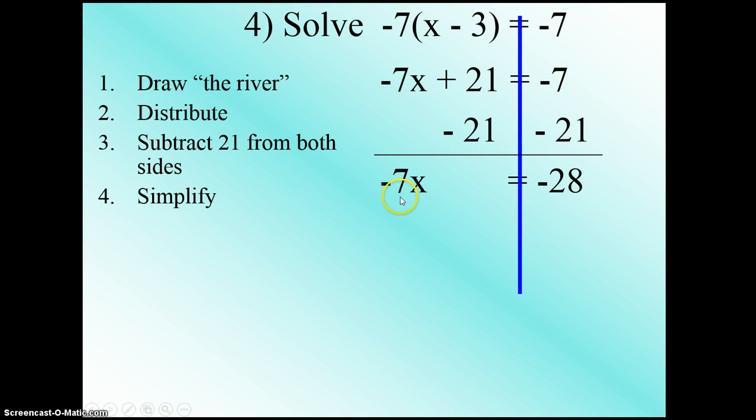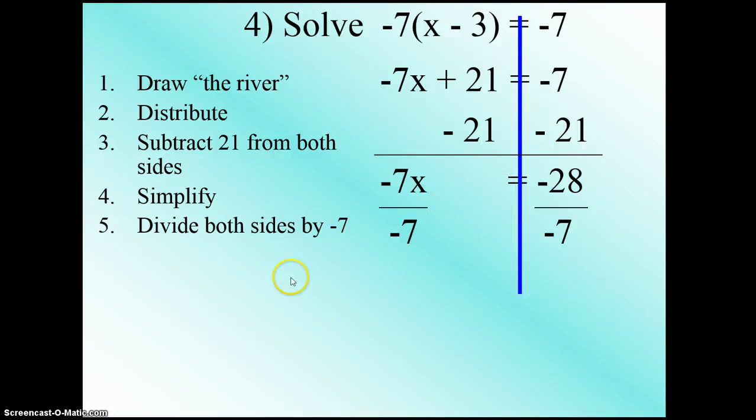Okay? Now I have negative 7x equals negative 28, or again, negative 7 times x equals negative 28. I've got to get rid of that negative 7, so I do the opposite of multiply and divide both sides by negative 7. Negative 7s cancel out, and negative 28 divided by negative 7. When you divide, the two negatives cancel out, leaving you with a positive 4. Okay, so we end up with x equals 4.